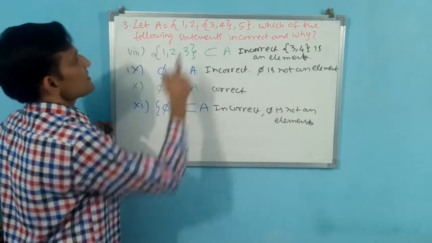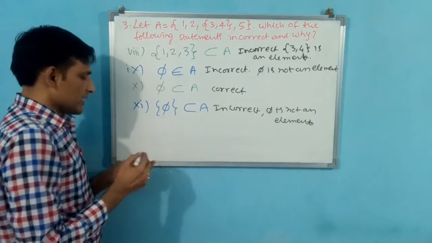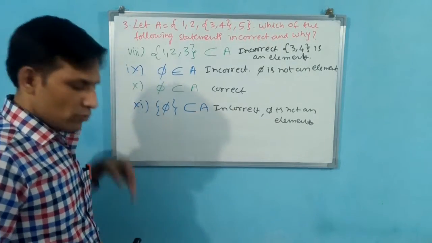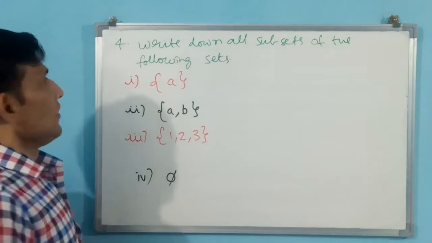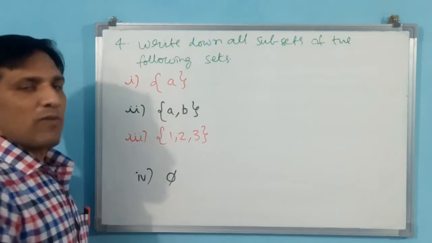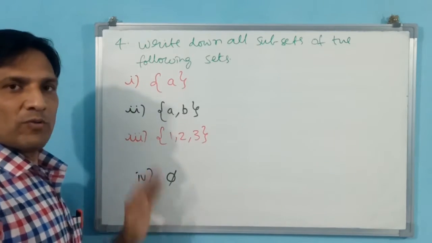If 5 is an element, then this is correct. Okay. Now we have finished the third question. We go for the fourth. See the fourth question. Write down all subsets of the following sets. Some sets they have given, we have to write subsets.